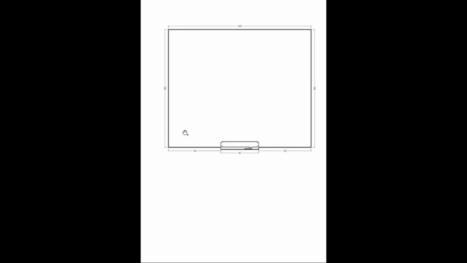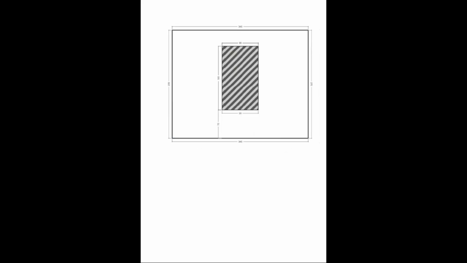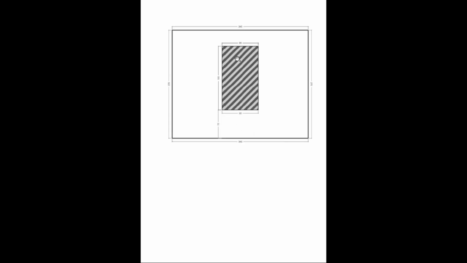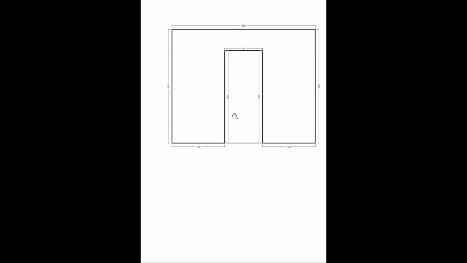Okay, we have a room 340 centimeter wide and 280 centimeter deep, with the door in the front face. On the back wall, we have a window, 90 by 160 at 70 centimeter to floor, and then here we have a door 220 centimeter high and 90 centimeter wide.